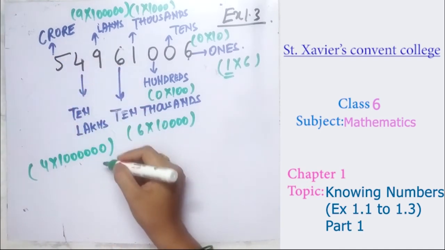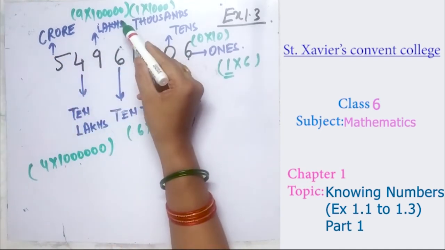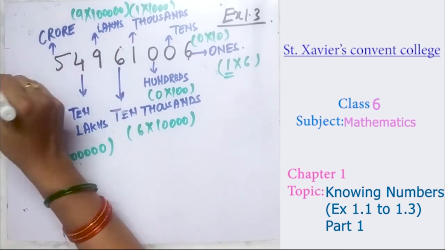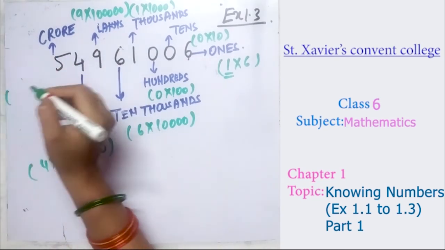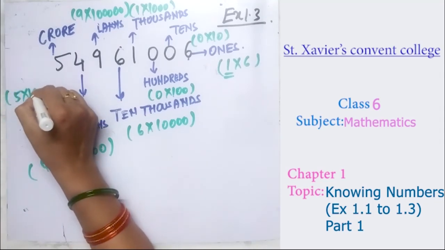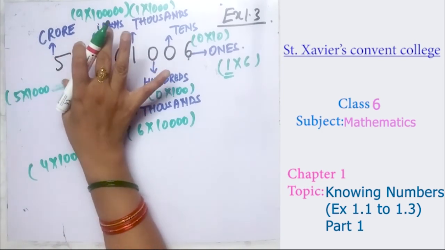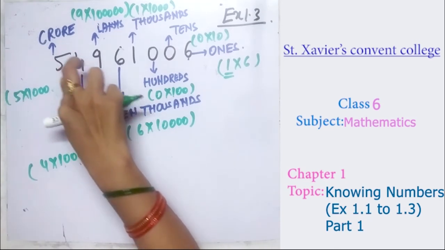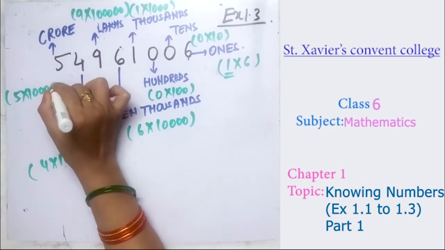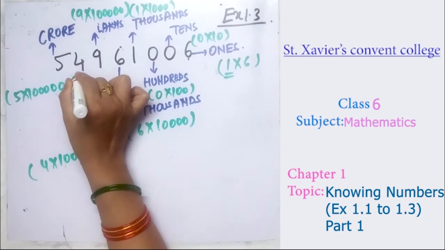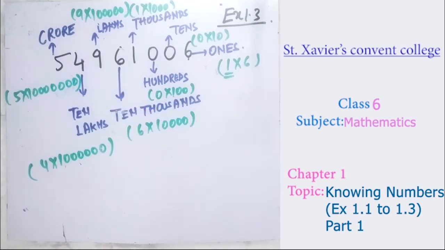And for the crores: for the lakhs you use 5 zeros, for 10 lakhs 6 zeros, and for crores you use 7 zeros. So 5 into 1, 2, 3, 4, 5, 6, and 7. These are the 7 zeros used for the crores. This is the way you are going to define the place value for the given crore system.